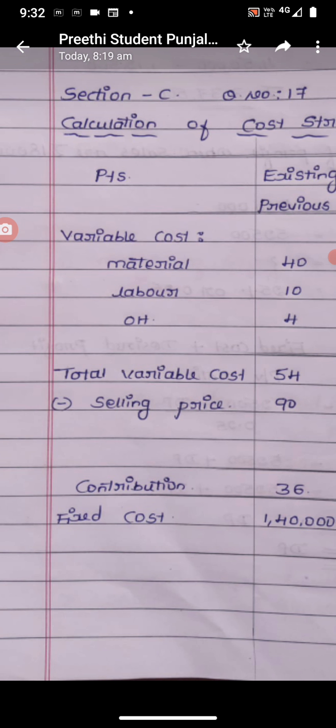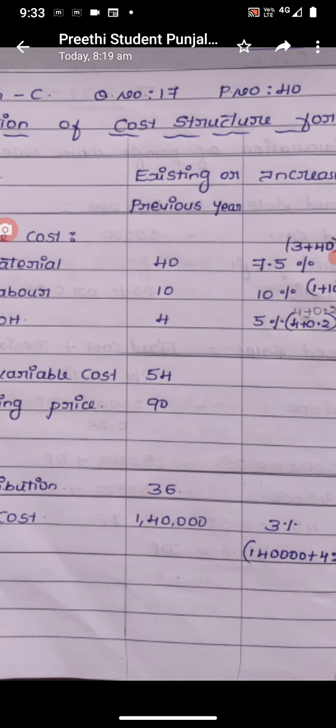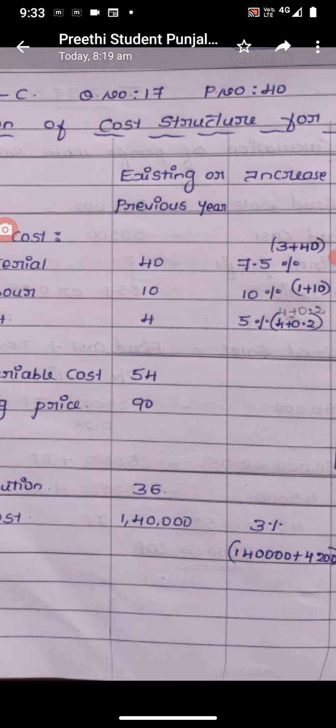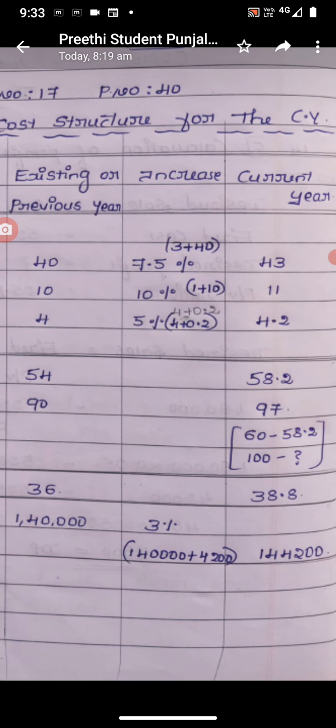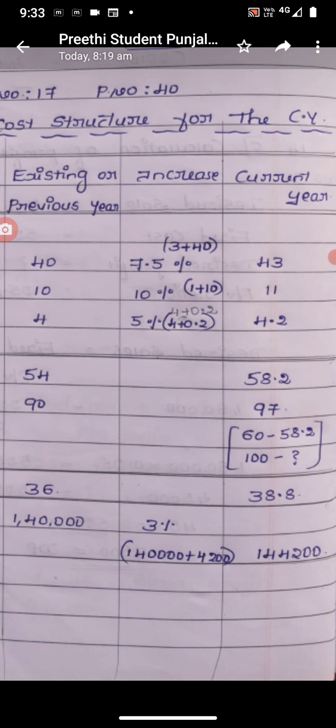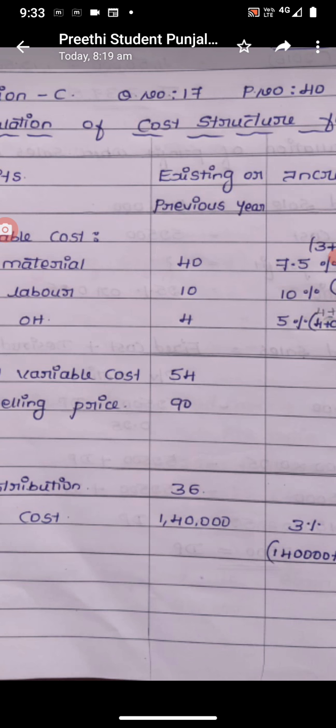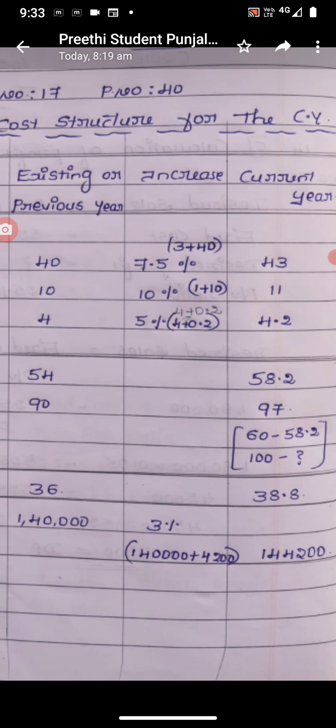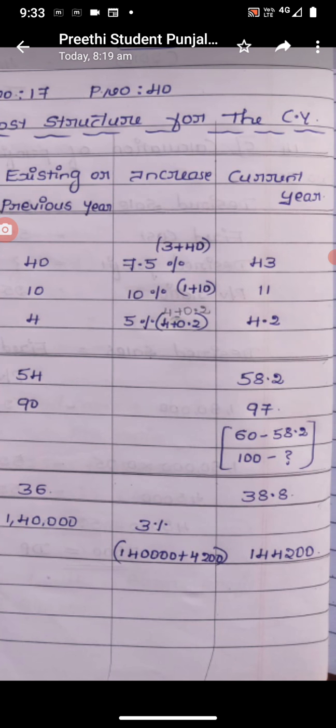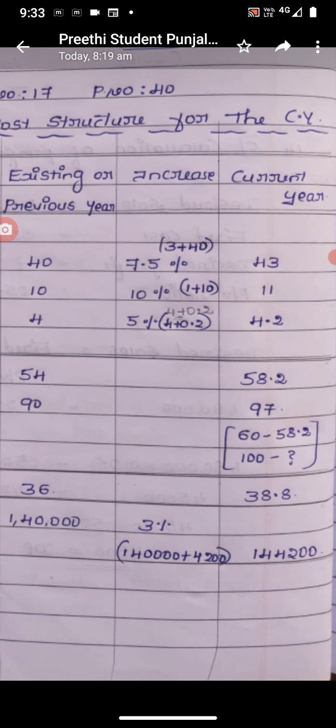So we will start with variable cost. Variable cost material is 40% and 40 rupees per unit, and it is going to be increased by 7.5%. So you have to calculate 7.5% of 40 rupees, which is 3 rupees, so it comes to 43 rupees. And then labor: previous year 10, and they have told us direct workers get a 10% increase, so it will become 11 rupees.